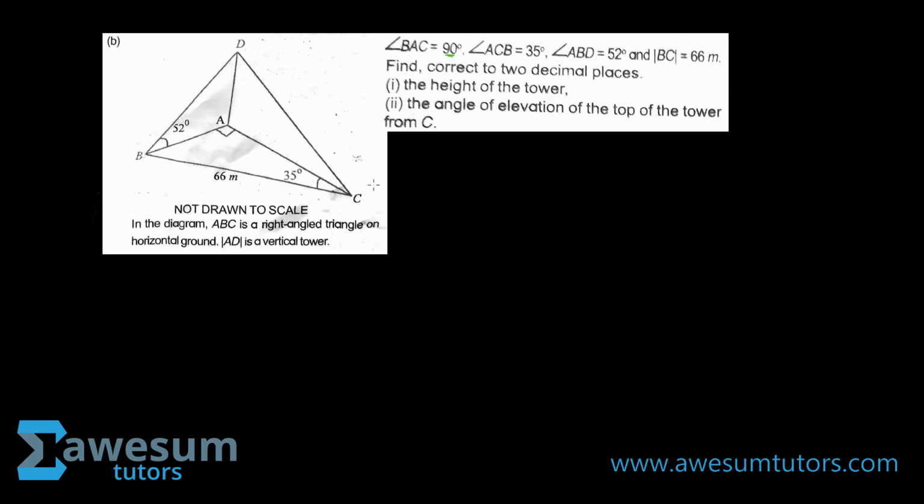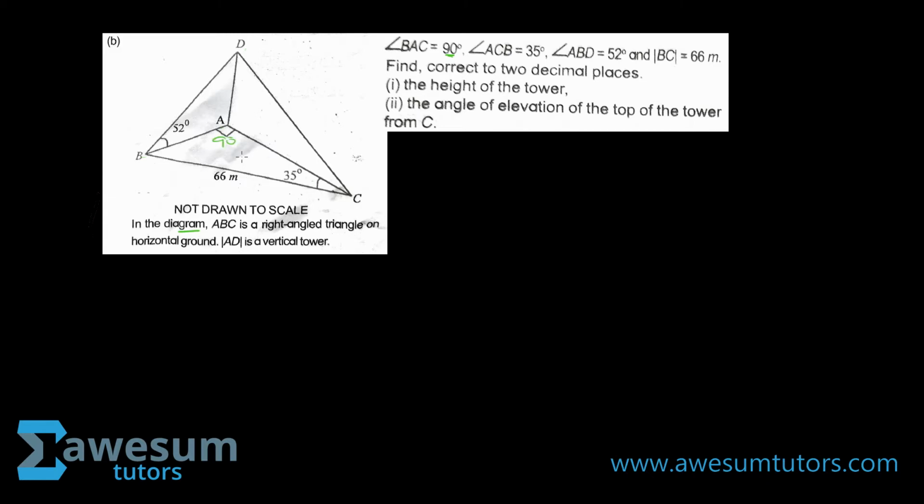Let us take a look at question 8B of the WASSCE 2019 General Mathematics past question, which says: in the diagram, ABC is a right-angled triangle on horizontal ground. Take note, the right-angled triangle is lying flat on a horizontal ground. Line AD is the vertical tower, so that's a tower protruding from point A from the ground. Angle BAC equals 90 degrees. This is 90 degrees right here.